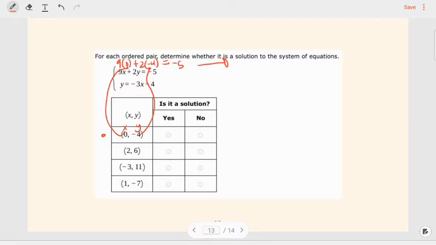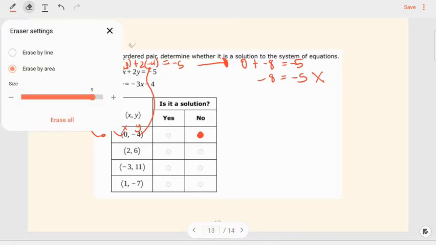I'm going to simplify this. 9 times 0 is 0. 2 times -4 is -8. And then it says it equals, it's not -8, it says it equals -5. Well, when I simplify, it says that -8 is equal to -5. Well, is that true? No. So my ordered pair is not on line 1. And if it's not on line 1, then it's not going to be on both lines. It has to be on both. So right now that's evidence that this is not a solution. So let's check our next point.